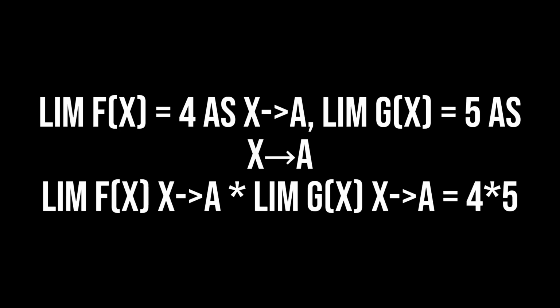The example for Theorem 5 is the limit of f of x equal to 3 as x approaches a over the limit of g of x equal to 5 as x approaches a, which is equal to 3 over 5.